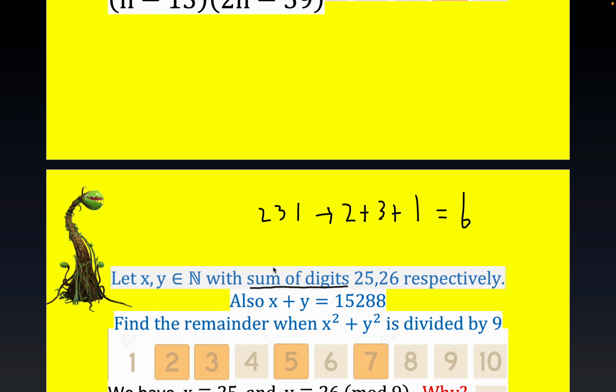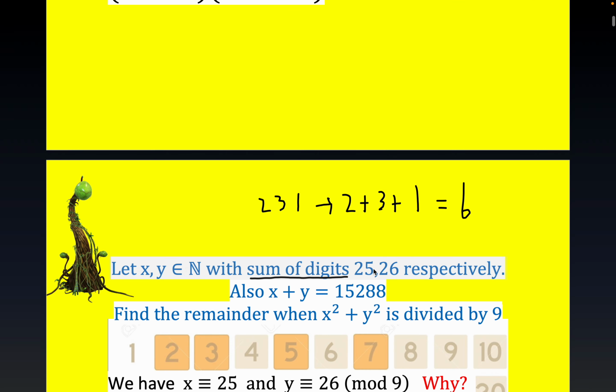So what we're given right here is that x and y are two natural numbers with the sum of digits 25 and 26, respectively. That means that the sum of the digits of x is 25. We don't know what x is, but you're given that the sum of its digits is 25. And the same with y, we don't know y, but we know that the sum of its digits is 26. We also know that x plus y sum up to 15,288. Now we want to find the remainder, not of x plus y, but of x squared plus y squared when it's divided by 9. Okay, now let's move along.